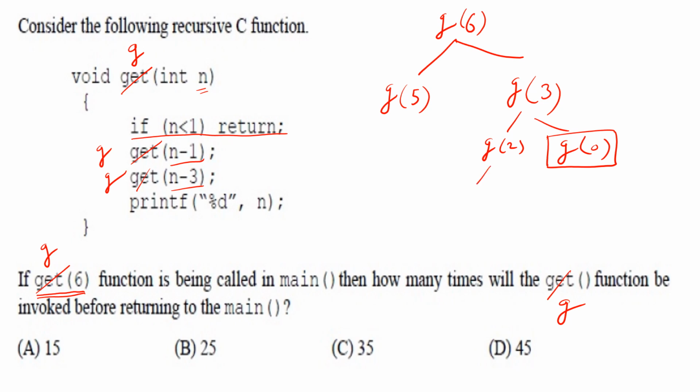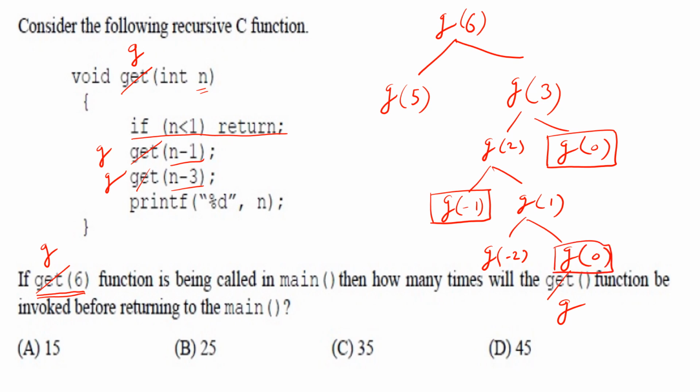For g of 2, it would be g of negative 1 and g of 1. For g of negative 1, no more recursive calls because the argument is less than 1. For g of 1, we have g of negative 2 and g of 0. For g of 0, no more recursive calls. For g of negative 2, no more recursive calls.